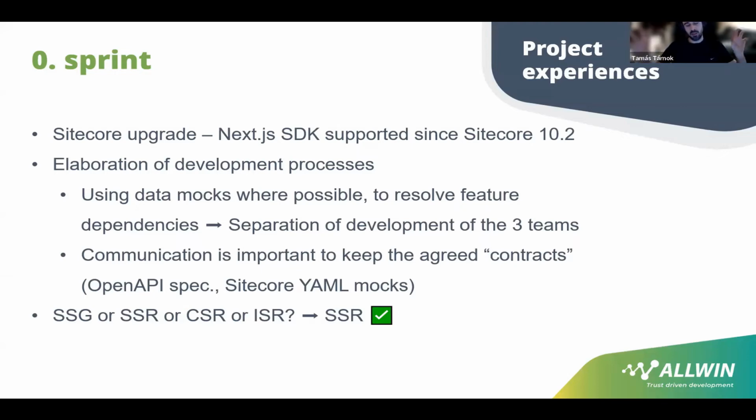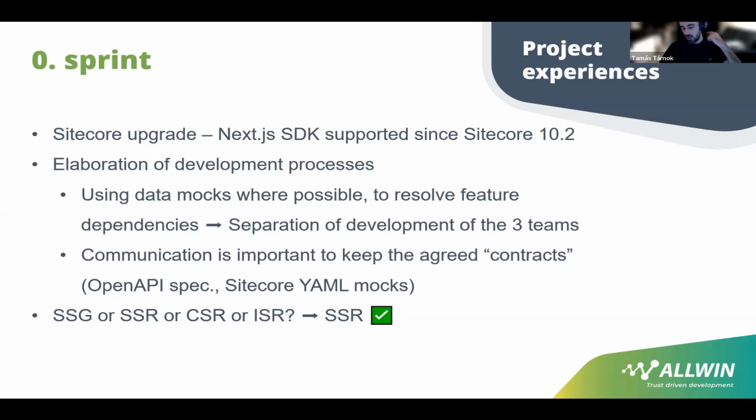So basically we had 3 teams. We had the front end, the Node.js developer or team, and the Sitecore team. And the front end was actually depending on each of the teams, because the front end was the one who bound everything together and showed everything from different sources on one page.